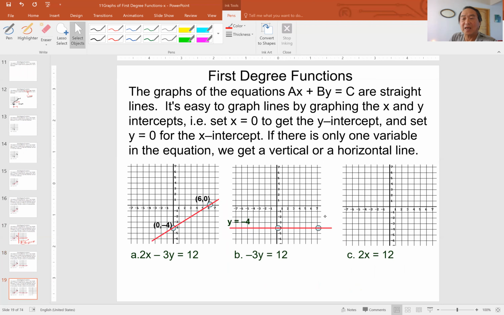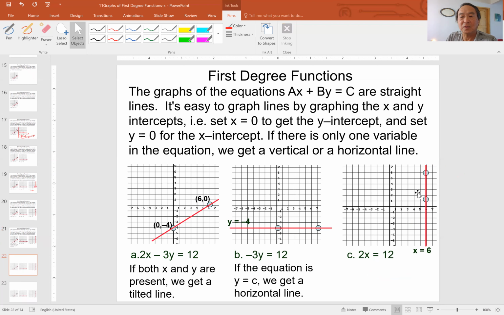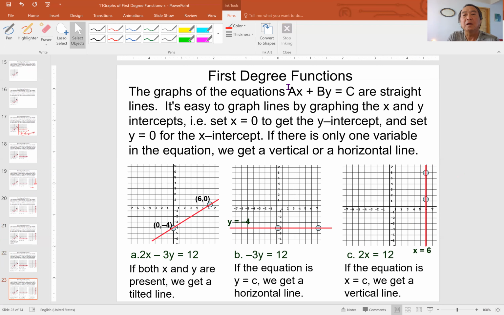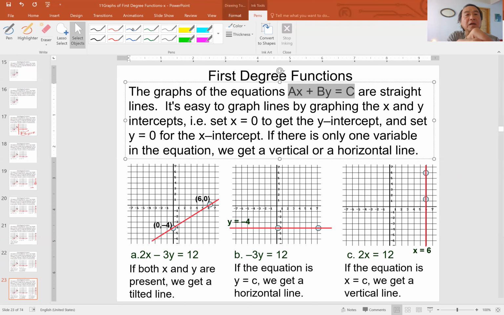And then we have the case where y is missing, you only have x, then you have the equation where x has to be 6. So it could be (6, 0). It could be (6, 6), you know, as long as x is 6, it's a point on this straight line. So this is a vertical line going up and down at x equal to 6. So these are 3 different types of these linear equations.